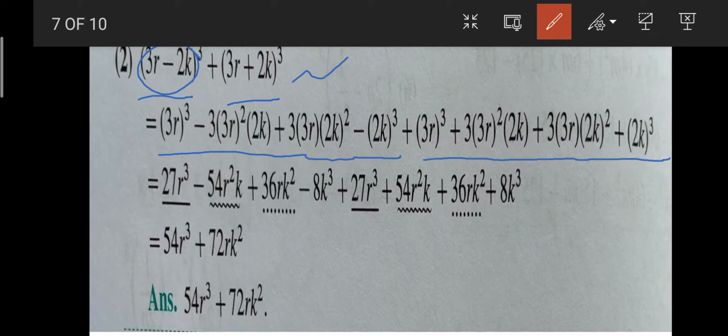When we open, the cube of 3r is 27r cube. Then when we multiply, first we do this 3r square. 3r square will be 3 into 3, 9, into 3 into 2. So we get 54, and since it is a minus sign over here, we will get a minus sign here also. We got minus 54r square k. Now over here the square of 2 is 4 into 3 into 3, so we get 36, and since the sign here is plus, we also got plus.